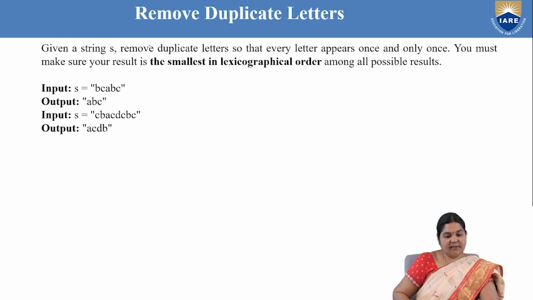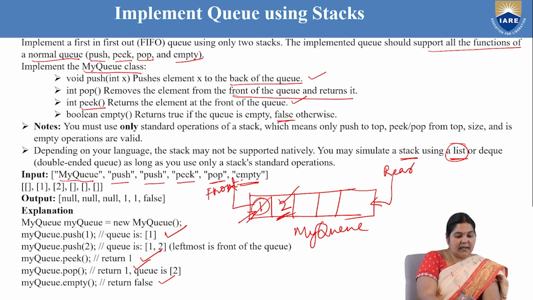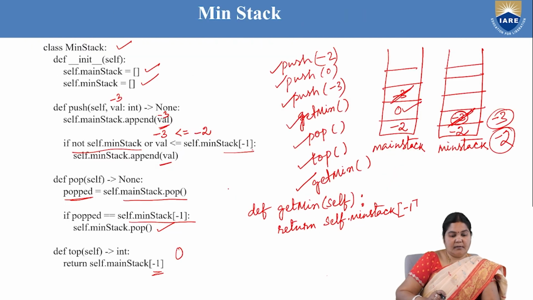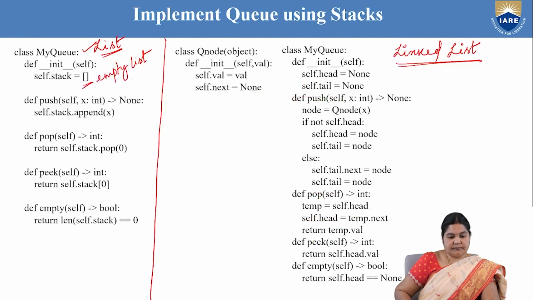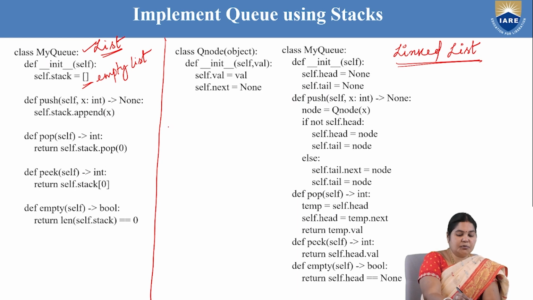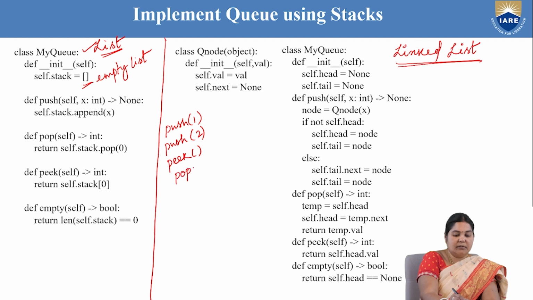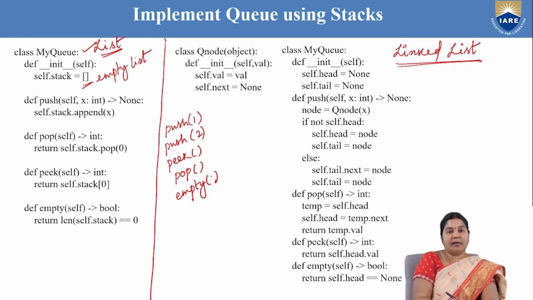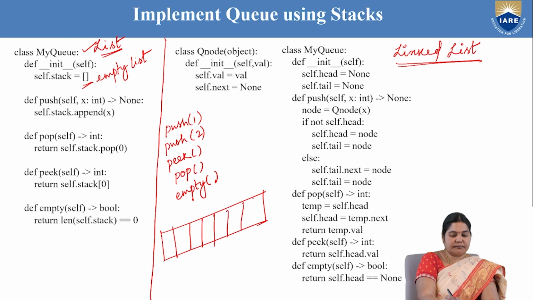Now, what is the test case given? Test case is given as 1, 2: 2 times push, peek, pop and empty. So 2 times push operation you have to do, push of 1, push of 2. Then you have to do 1 time peek operation. Then you have to do pop operation. Then you have to do empty. So this is the order of the operations you have to perform for a queue. This is my queue class.